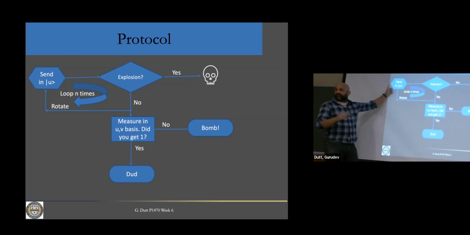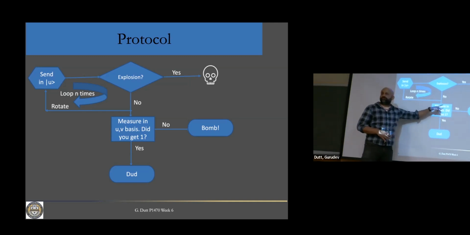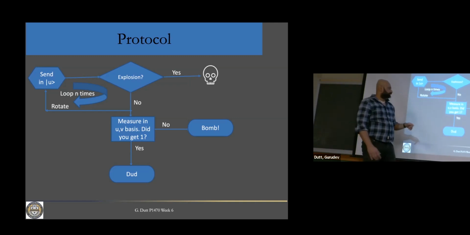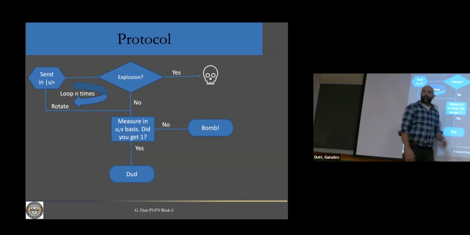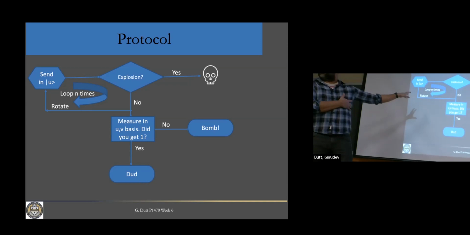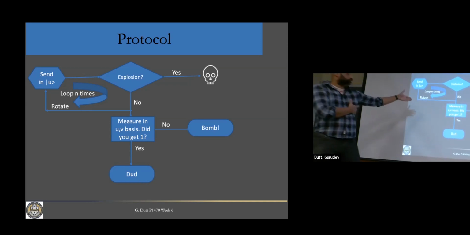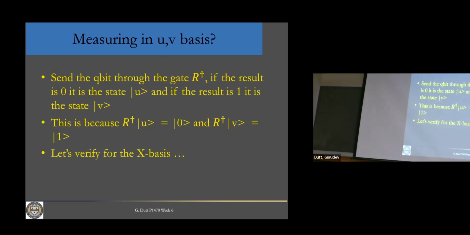Remember that n that I picked, the n fraction? And then at the end, I measure in the UV basis, along those lines, U and V. My claim is if I get 1, it's a dud, and if it's no, it's a bomb. This looks very much like the previous protocol with plus and minus, except now we have a new basis set U and V, and we have rotated n times in this loop. So let's go through the protocol.